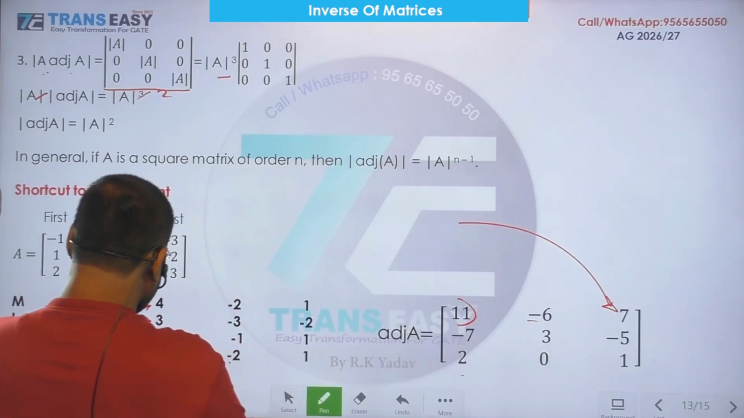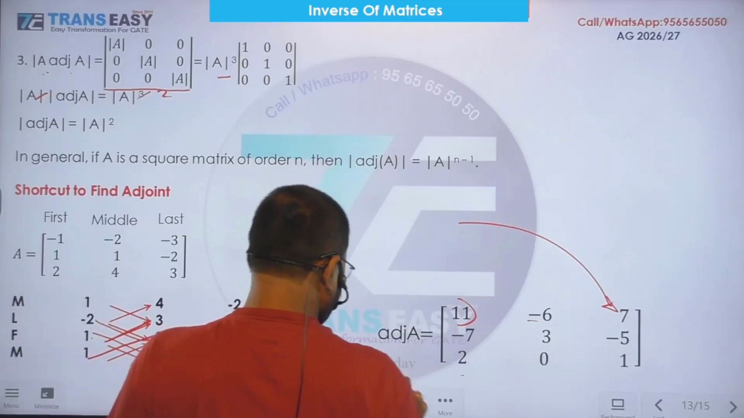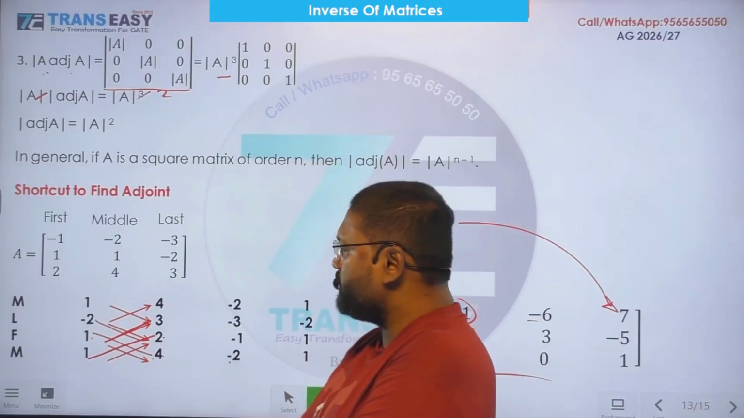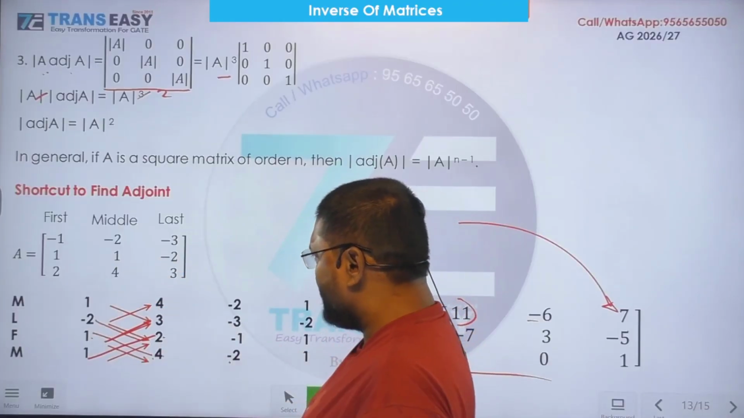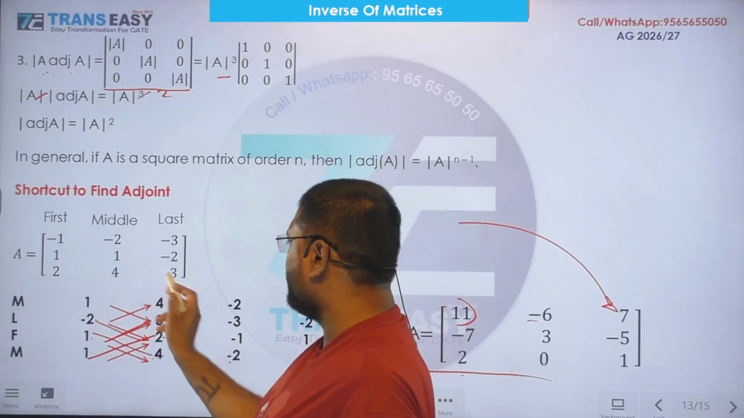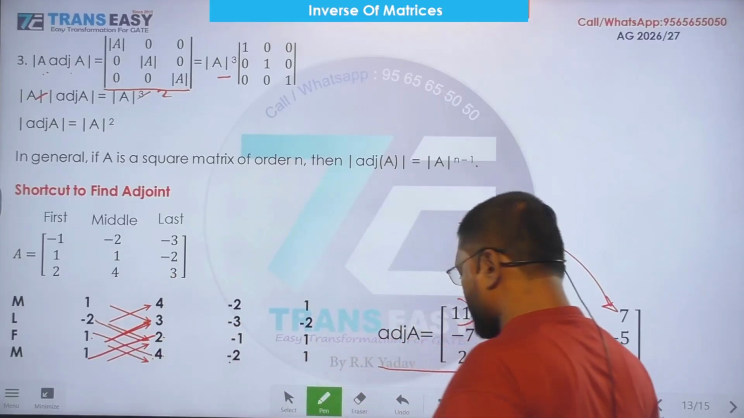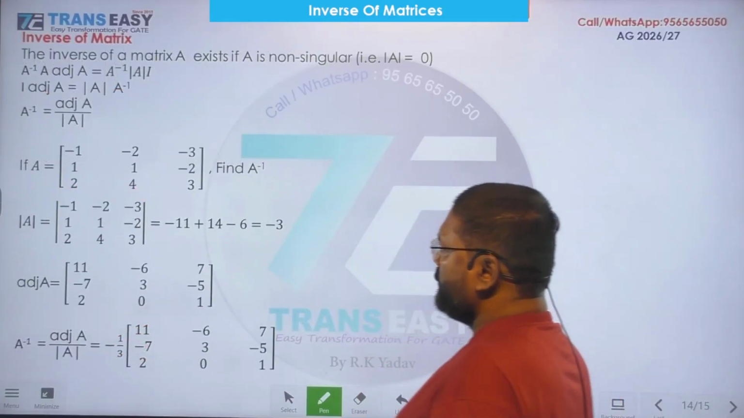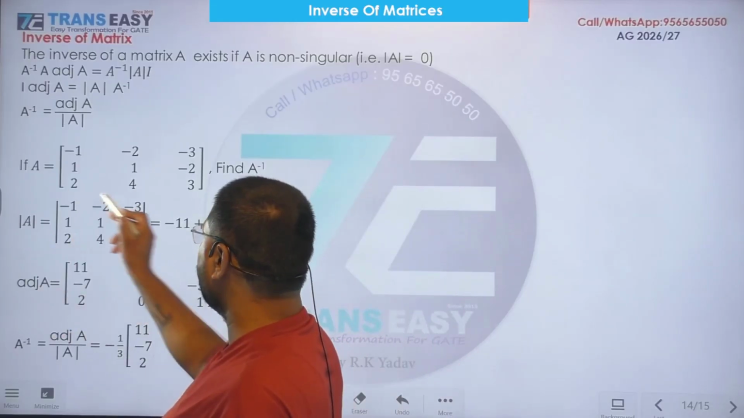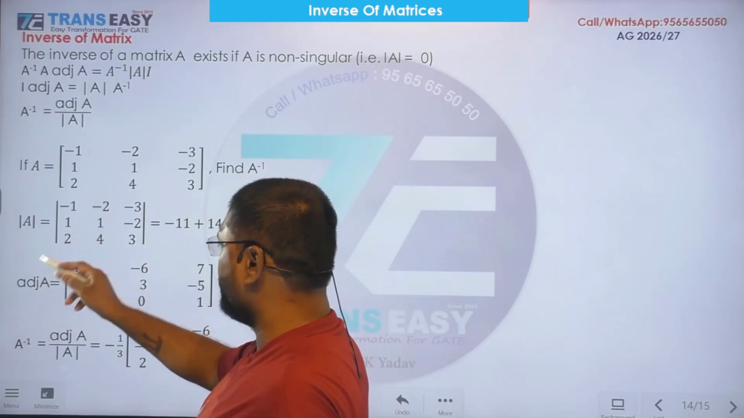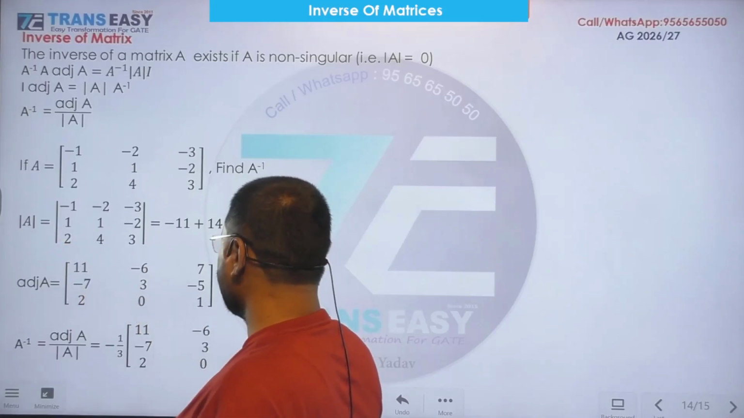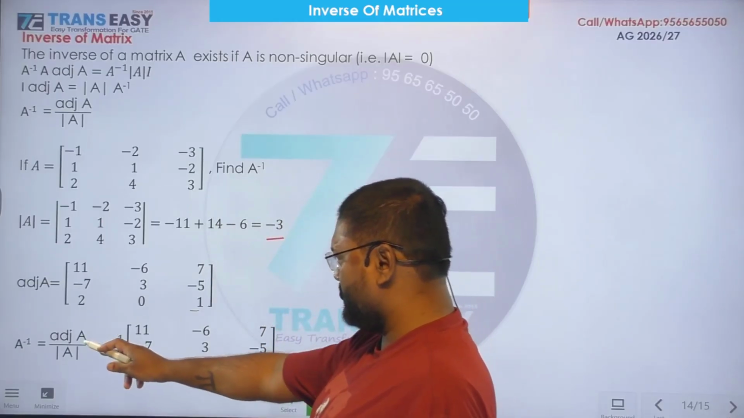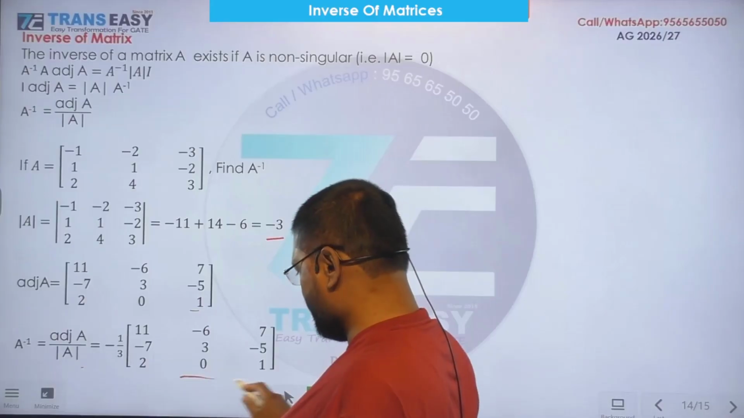So this gives adjoint of A directly, and its determinant value is calculated easily, right? -1, this minus this. Inverse of A: this is A, and inverse same, we have taken the matrix. Its determinant value is -3 and adjoint is this, already we have found it. So adjoint of A upon determinant A, this is A inverse.